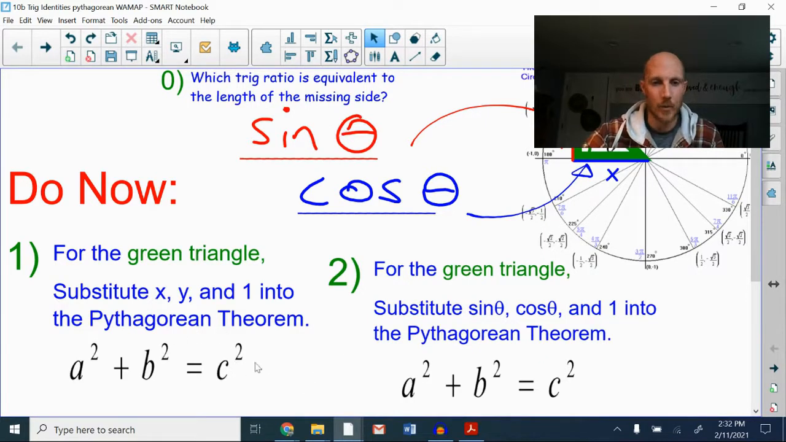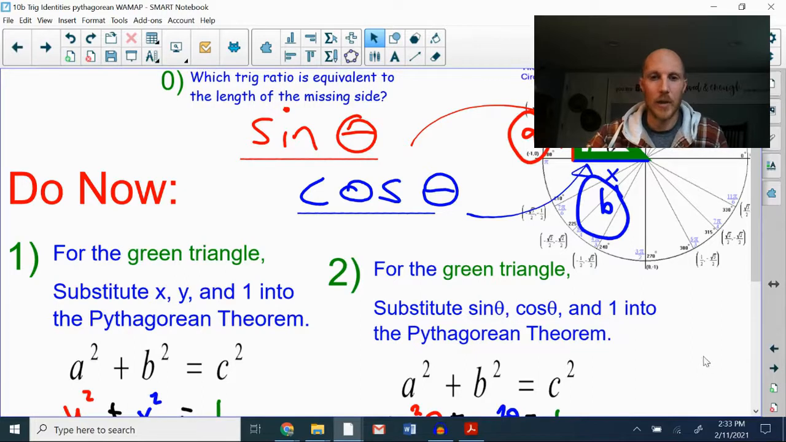In each case, problem number 1 and problem number 2, you're replacing the a, b, and c in the Pythagorean theorem. For number 1, use x, y, and 1 in the appropriate places. In number 2, you're going to replace with sine of theta, cosine of theta, or 1. Hit pause so you get that figured out for yourself, and then join me in a minute.